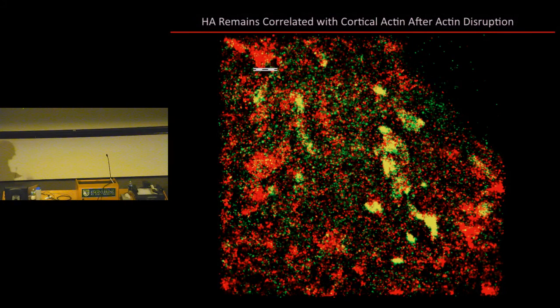Now, if we disrupt the actin and we label both HA and actin, you might expect that the correlation would go away, but in fact, they stay correlated. It's just that the actin regions now have less filamentous character and look more globular, but you still have good correlation between the HA and the actin. So there's something that's drawing the HA into the actin-rich regions.